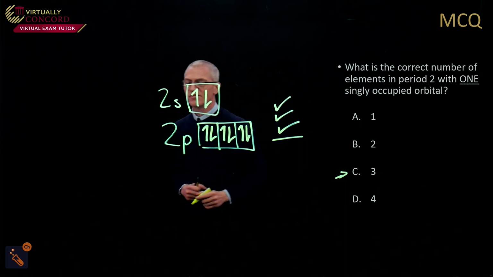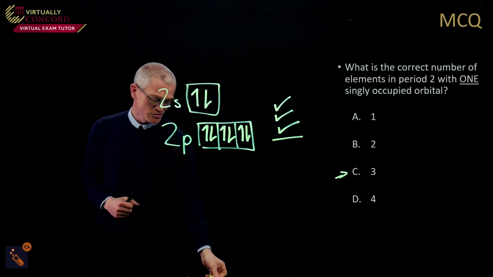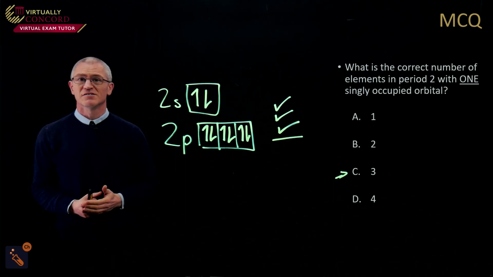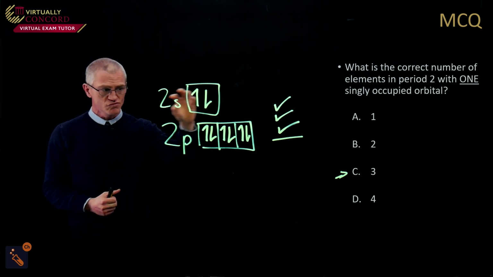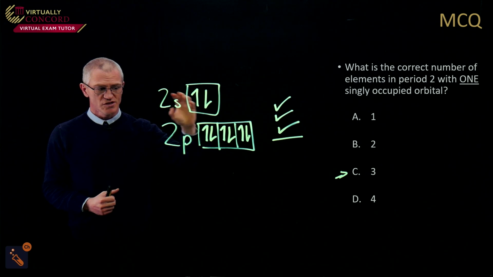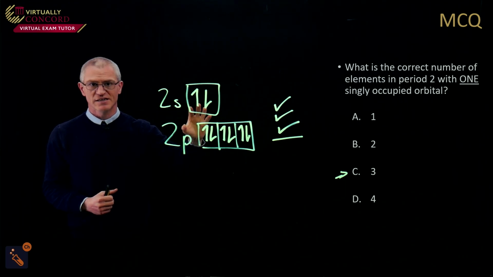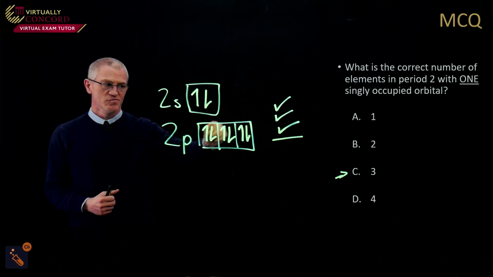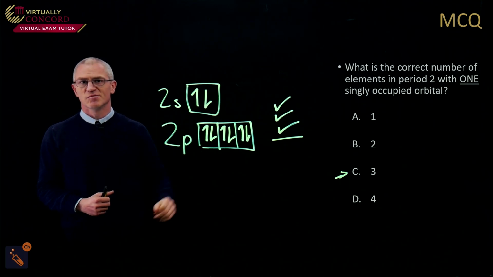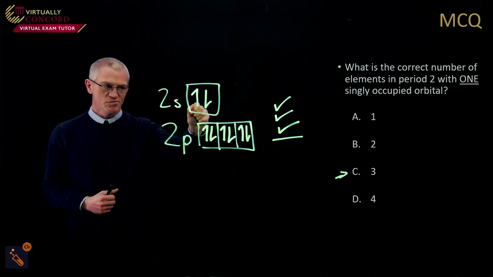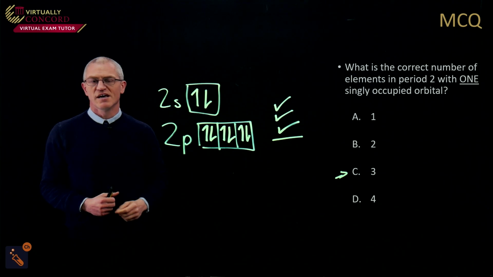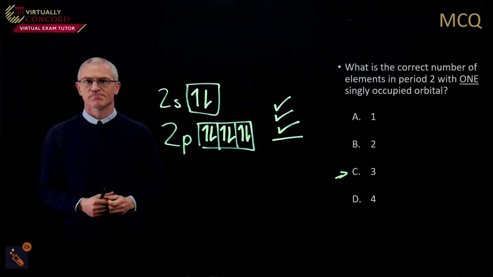Okay, and 3. Now these are common multiple choice questions, and so just get used to doing it. Just draw out the orbitals that are in that period that they name, and then put one in at a time, count them. Now sometimes they'll say name them as well, so all you have to do is, when you put one electron in, note down what element that is as you go along.